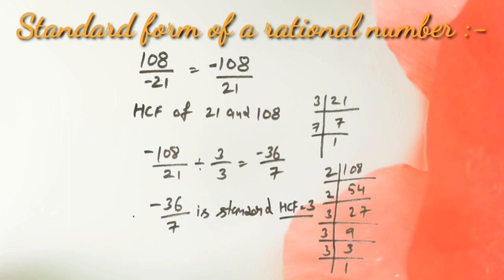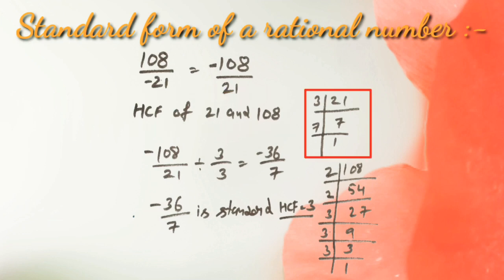Here the first condition is that the denominator is a positive integer. So I can shift this negative to the upper side because the complete number will remain negative. There will be no difference if I shift the minus to the numerator. So -108 over 21. Second condition, we have to find the HCF of both the numbers, numerator as well as denominator. HCF of 21 and 108.